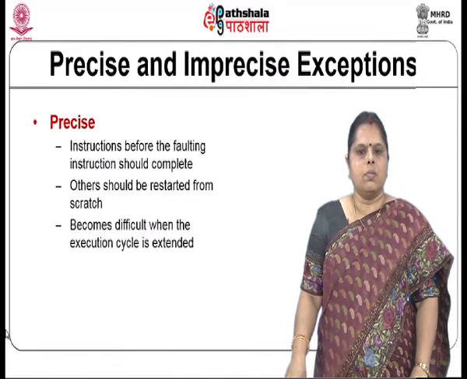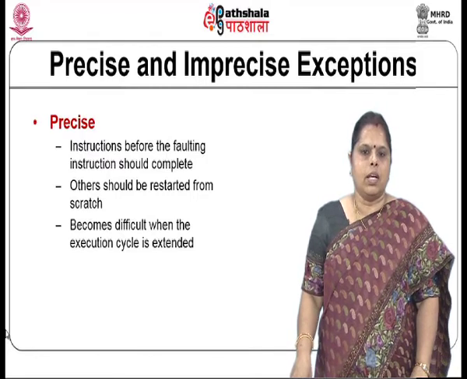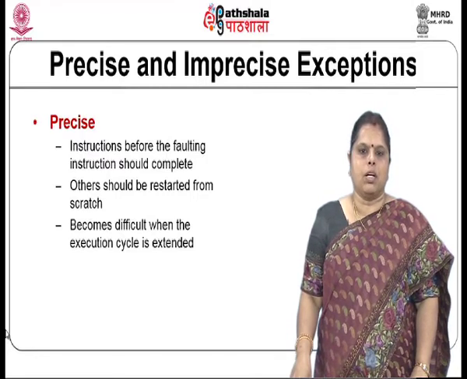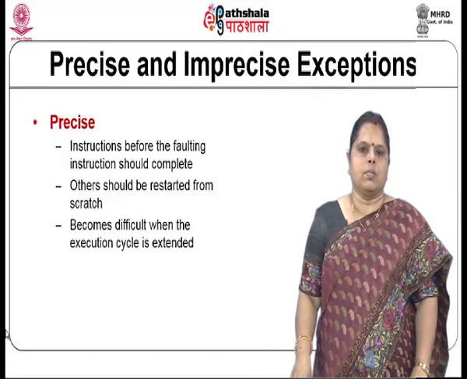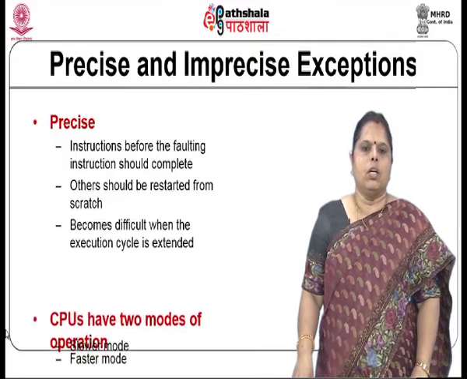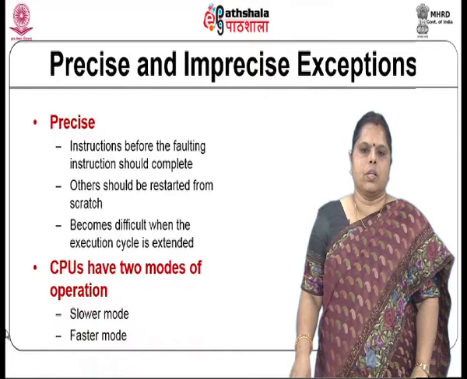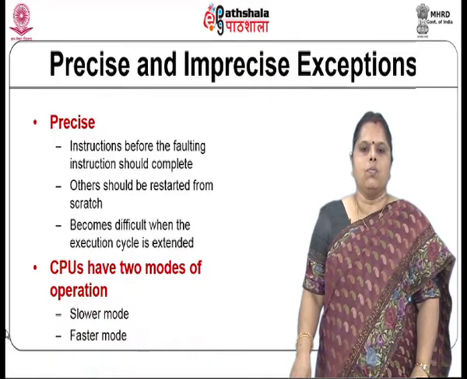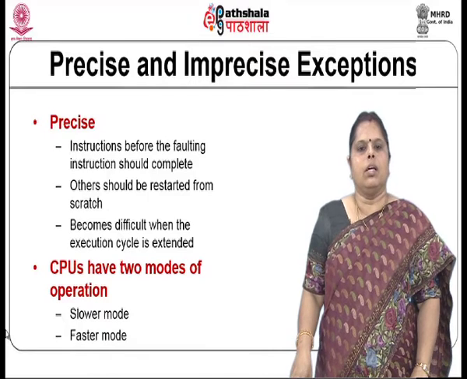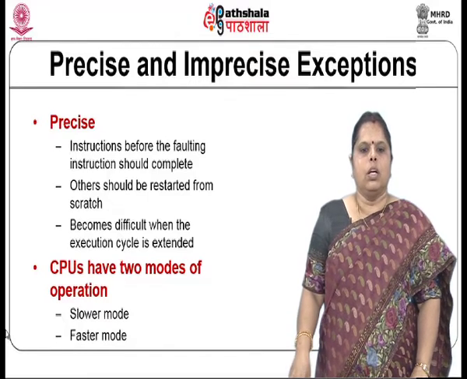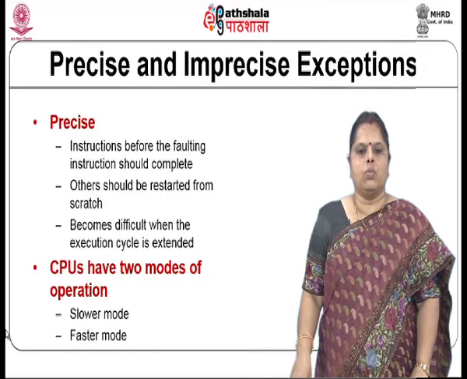Precise exception, as we already defined, is when you have the provision to save the status of the pipeline when an exception occurs, and you are able to recreate the state of the pipeline after handling the exception. If that is not possible, then we have an imprecise exception. Normally, processors have two modes of operation. They have a slower mode of operation and a faster mode of operation. The slower mode of operation is where we have support for precise exception.